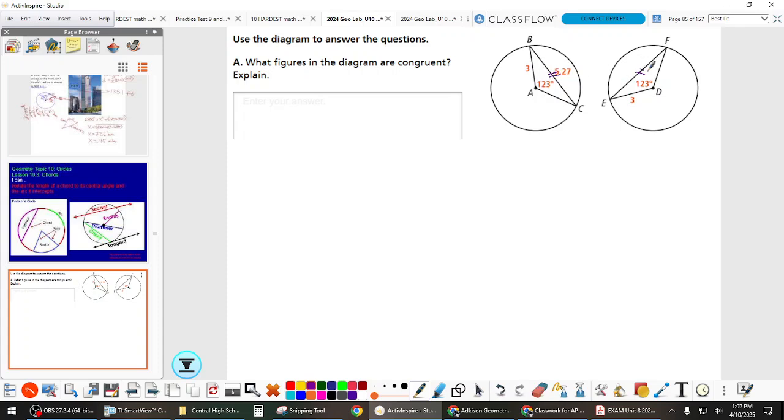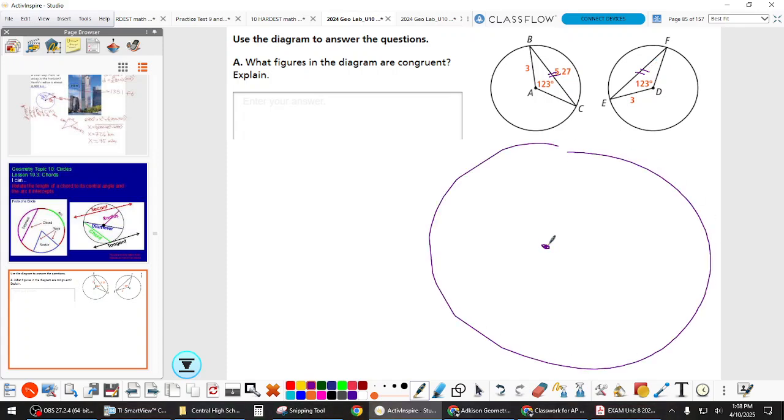I'm going to mark them as that. What would make that chord shorter? Like, what's a way to make it shorter? Longer or, okay, like a bigger circle? Is that what you're saying? Yeah.